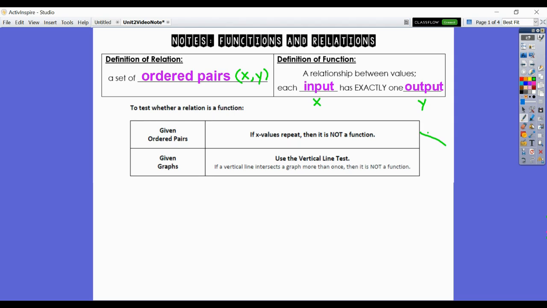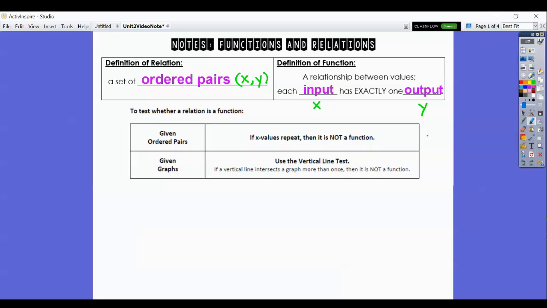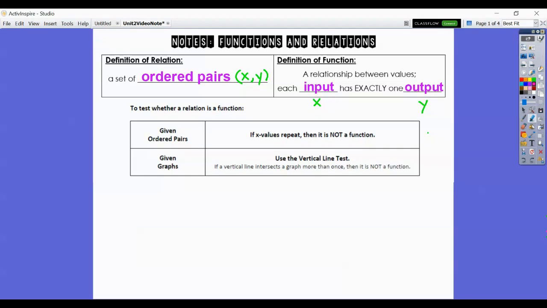To test whether a relation is a function, we use these two tests. The first test is that when you're given an ordered pair, you have to look at the x values. If the x values repeat, it's not a function. I like to think of it like "x is wrong." So if I see more than one of the same x, I know it's not a function.